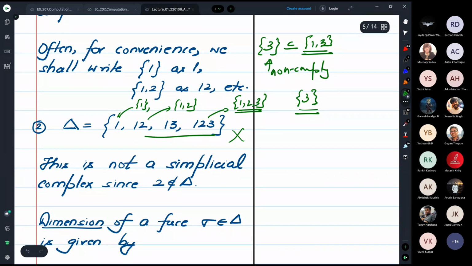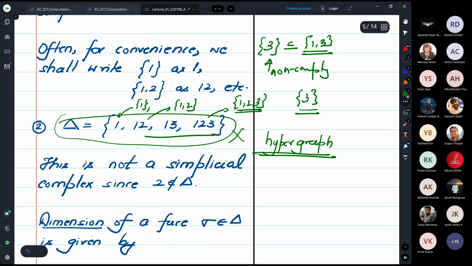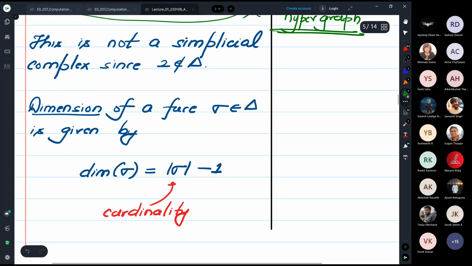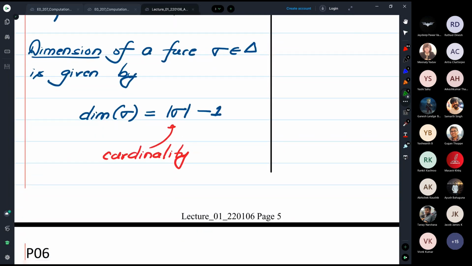In fact, this is not even a hypergraph, and I request you to see why this is not a hypergraph. It's not a hypergraph because we need a vertex set, and the edge set should be a subset of the vertex set. So one cannot identify a vertex set for which the edge set can be viewed as a subset of that vertex set. So that's why this is not even a hypergraph. Is this clear? So I've given you some simple examples of what is a simplicial complex and what is not a simplicial complex. If you have any questions in relation to the examples, this may be a good time to ask. Please go ahead.